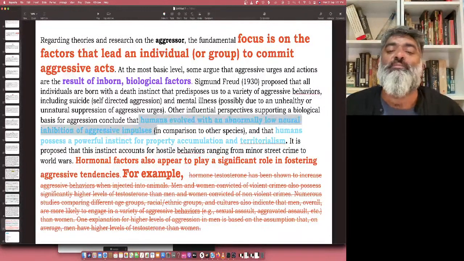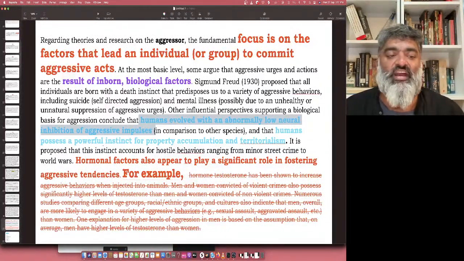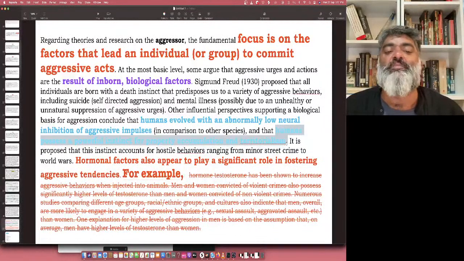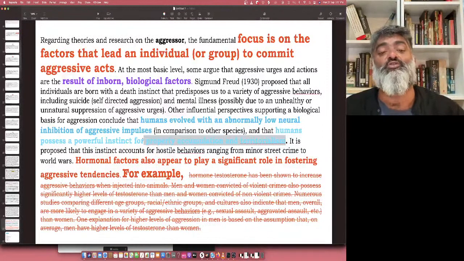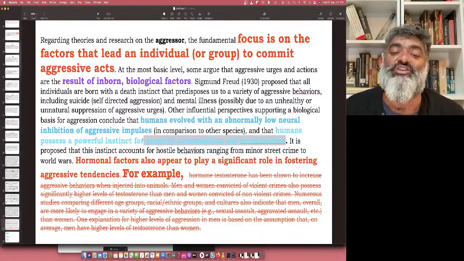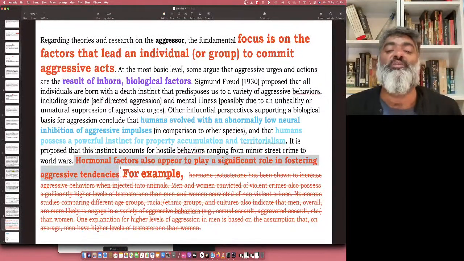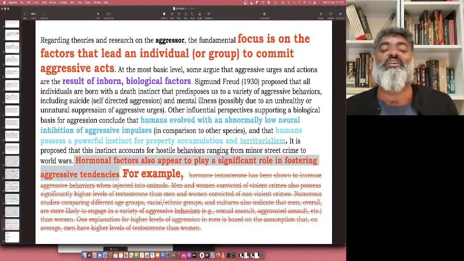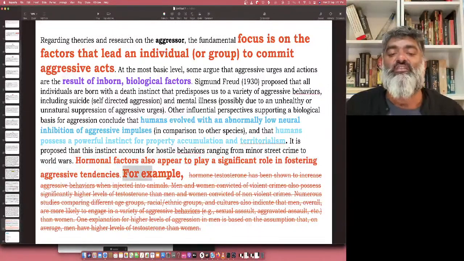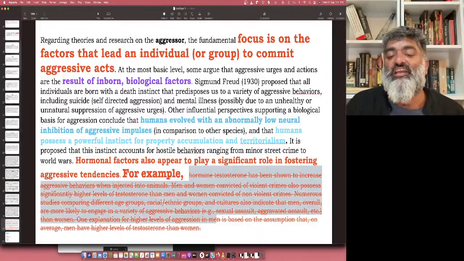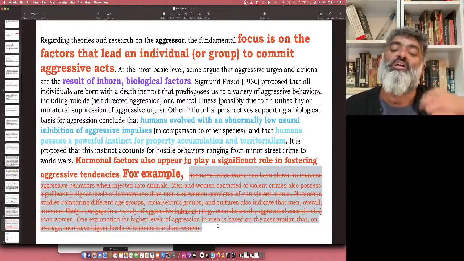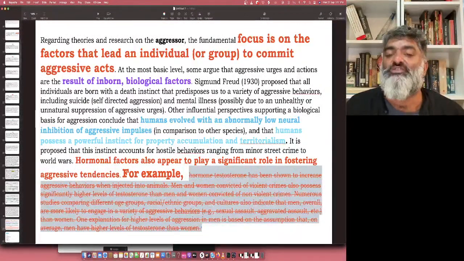Humans evolved with an abnormally low neural inhibition of aggressive impulses compared to other species. This is another factor. Humans possess a powerful instinct for property accumulation and territorialism. Human beings want property, and that is also a major reason for the aggression. Then hormonal factors also appear to play a significant role in fostering aggressive tendencies. Once again, the rest of the information is about the specific hormone testosterone, right?